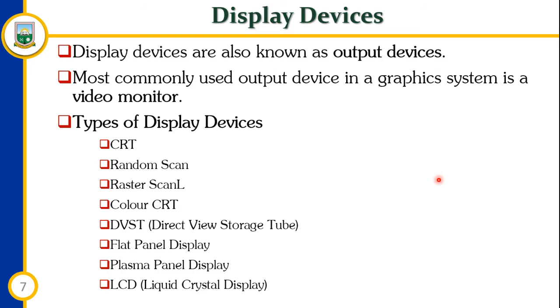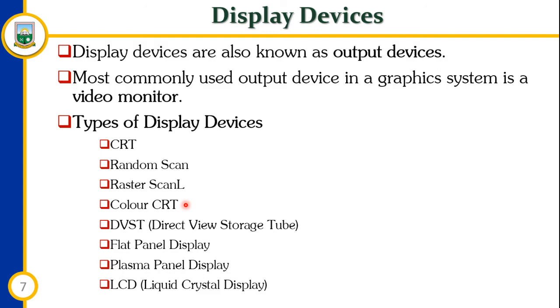You have the cathode ray tube, which you have learned in your physics class. You have the random scan. You have the raster scan. You have the colored CRT, sorry, that is the cathode ray tube. Of course, when we talk about the cathode ray tube, this is the old one, which is the black and white TV that we already know. So in this place, we're going to combine the two.